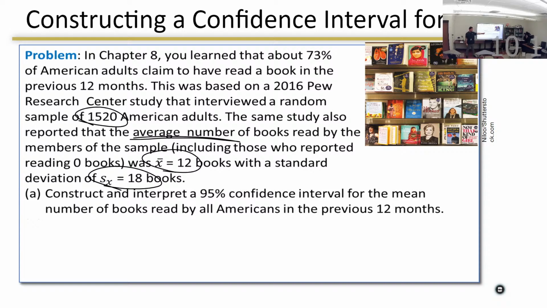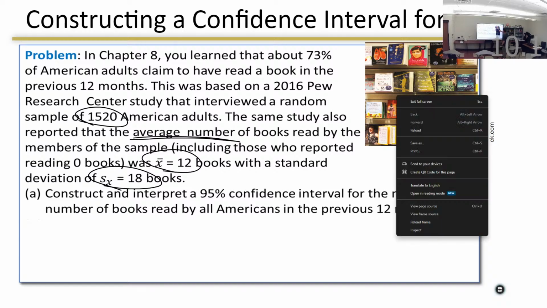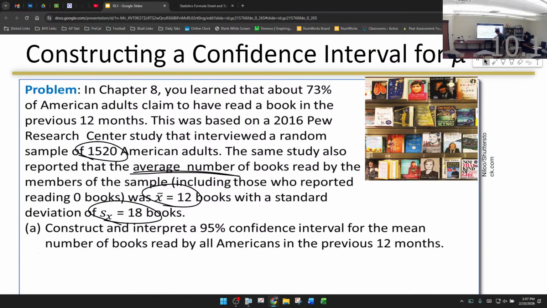X bar is this. Standard deviation is this. DF is 1519. And then I'm going to my calculator to calculate this. Let me show you that. Calculator.